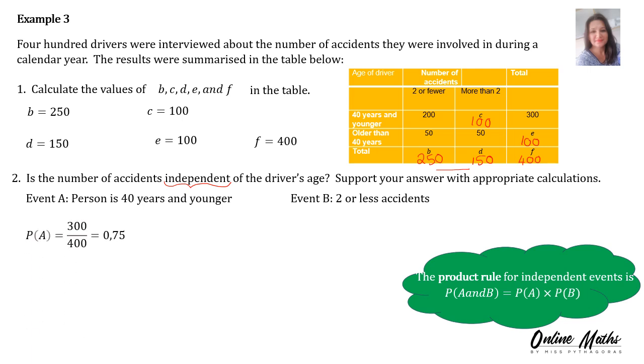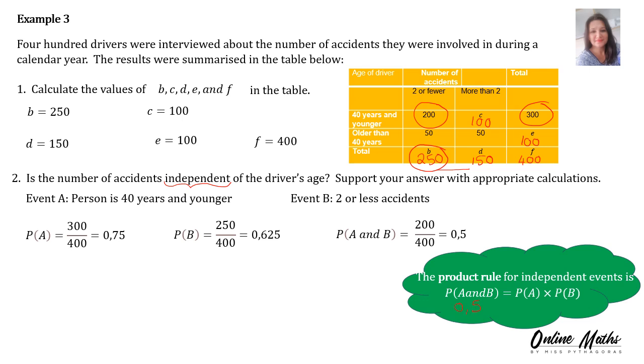So then we're going to work out the probability of A is 300 over 400, 0.75, and the probability of B, 2 or fewer accidents, is this 250 over 400 is 0.625. And then we do probability A and B. Probability A and B is that number over there. It's 200 over 400, which is 0.5.